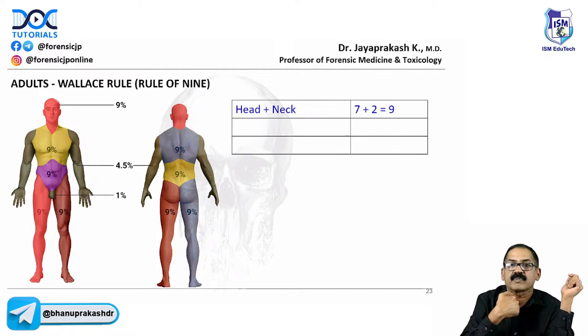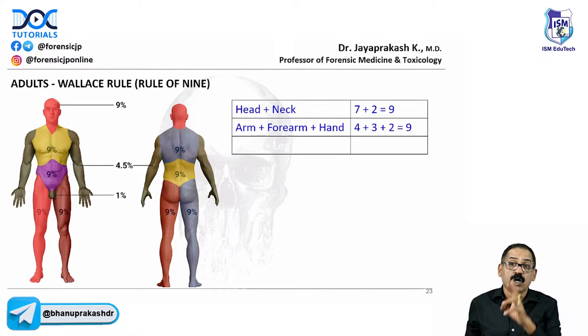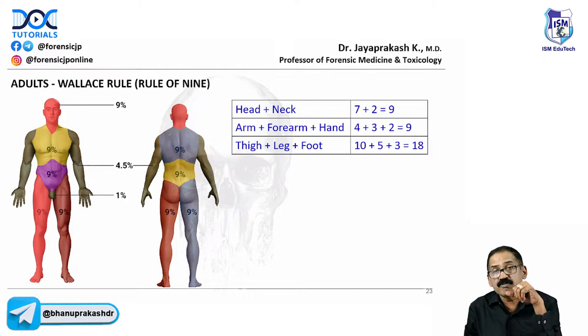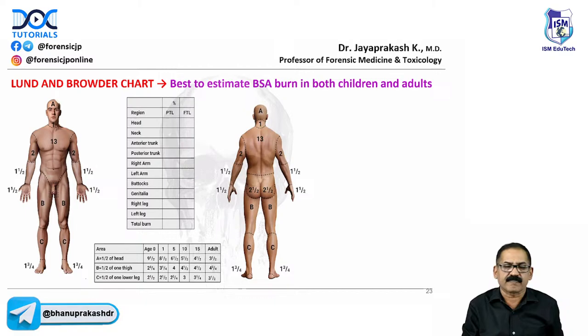And your arm 4, 3, 2. Lower limb, 10, 5, 3. 10, 5, 3. Easy to remember. If one entire thigh is burnt, 10%. Okay. Lund and Browder chart is the best in both adults and children. This chart is best, but very difficult to remember. If at all the question asks which is the best to estimate the body surface area burn, then your answer should be Lund and Browder chart.